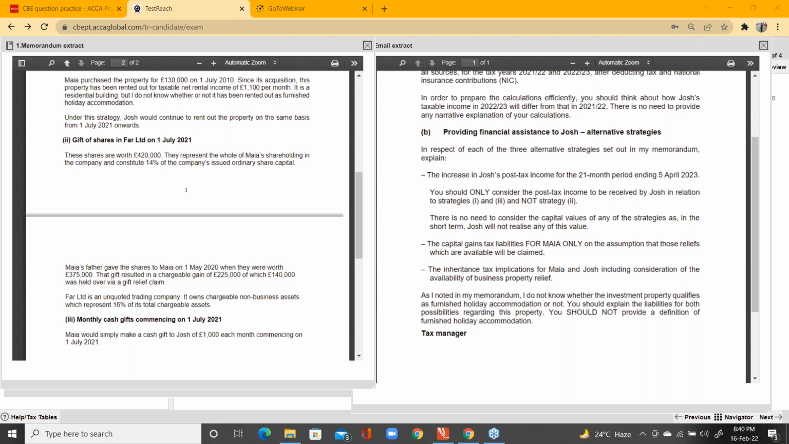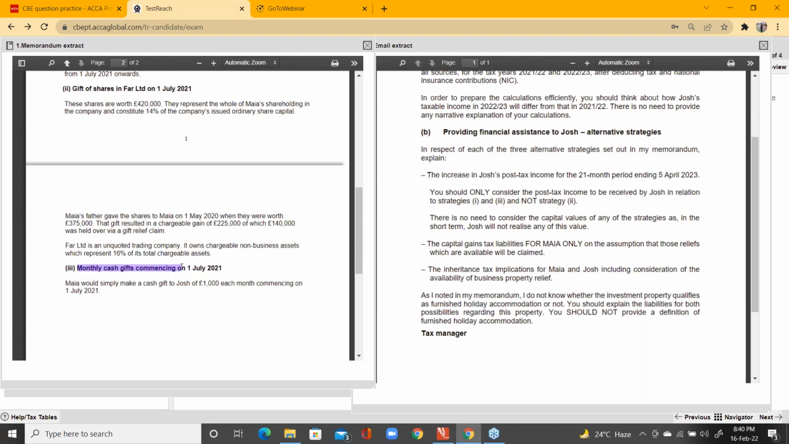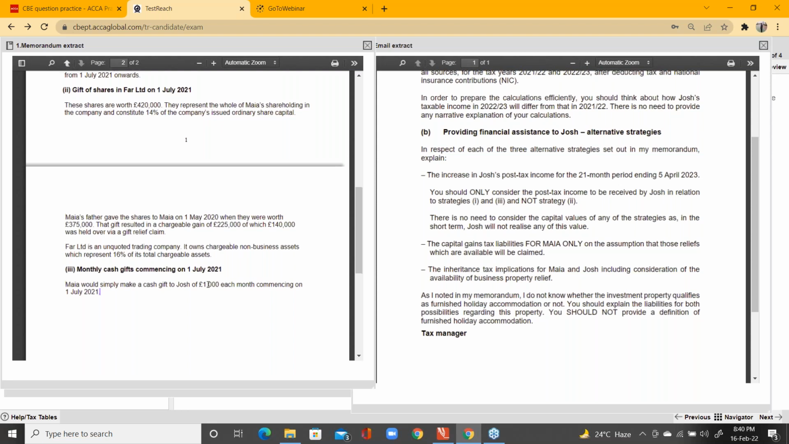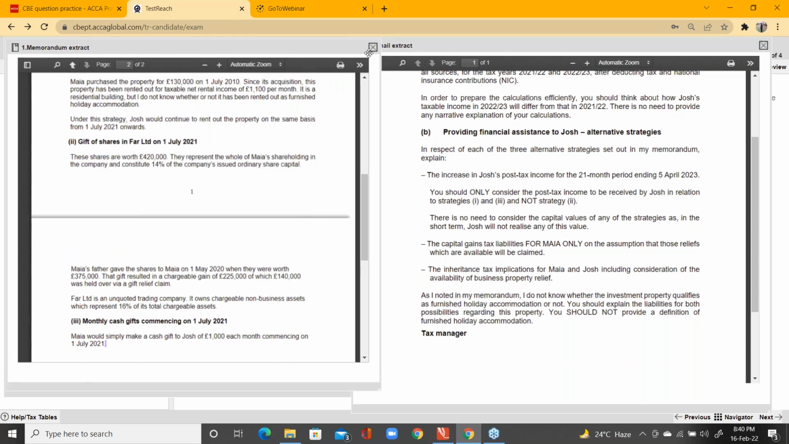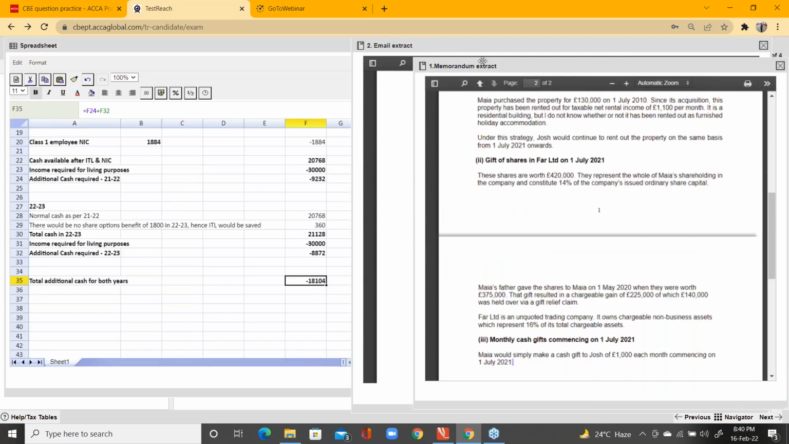Furthermore, the third strategy: monthly cash gifts commencing on 1st July 21. Maya would simply make a cash gift to Josh of 1,000 each month commencing from 1st July 21 until 31st March 23. The total number of months is 21. It means in this strategy he would be getting 21,000 additional cash and would be meeting his living purposes.